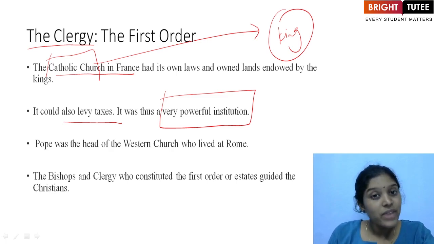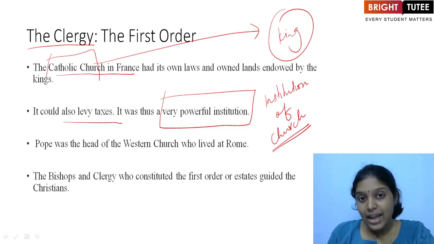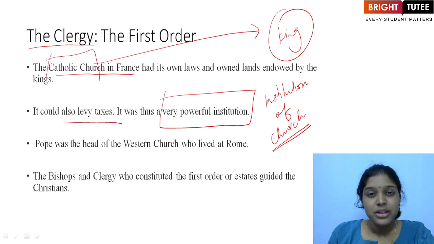So this very clearly shows how influential the church was, or how powerful the institution of the church was in the feudal structure. It's important to remember the institution of the church and how it functioned in a feudal society. They could own land, they could hold land from the king, and also tax people and had the right to collect those taxes.